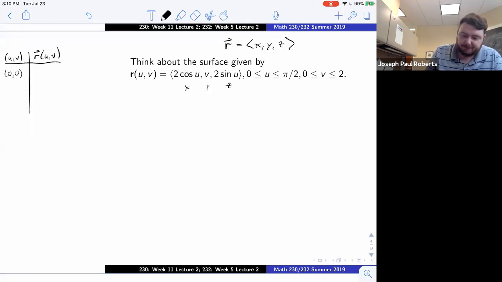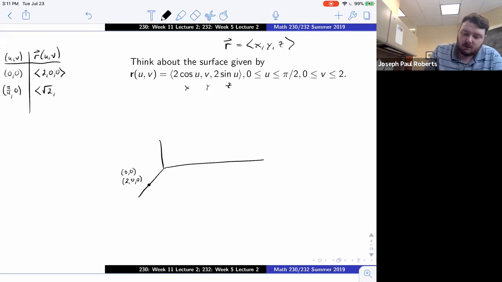if both u and v are 0, then it looks like we get r of uv is 2, 0, 0. So I could draw the point with that position vector. So 0, 0 is our parameter values, and then it spits out x is 2, y is 0, z is 0. So that's a point. I could do u is pi over 4, and v is 0, and that's going to spit out x is square root of 2, y is still 0, but then 2 sine of u is also square root of 2. So I get this point here. So pi over 4, 0 corresponds to the point root 2, 0, root 2. And then I could do, for example, pi over 2, comma 0, and get 0, 0, 2.